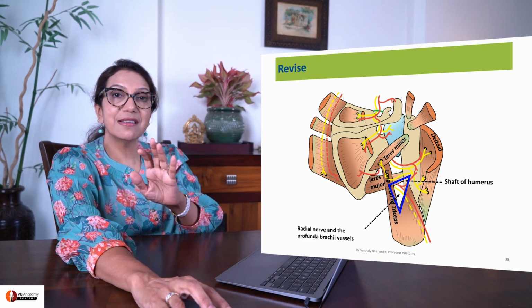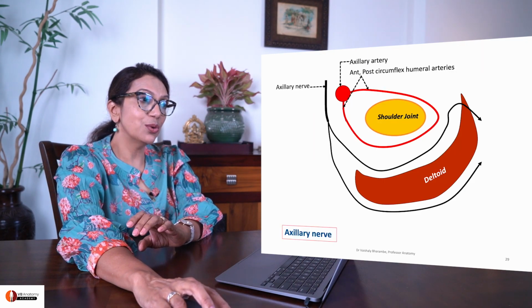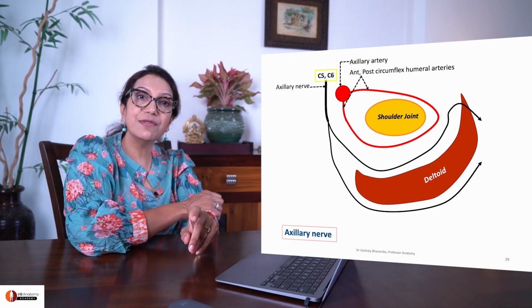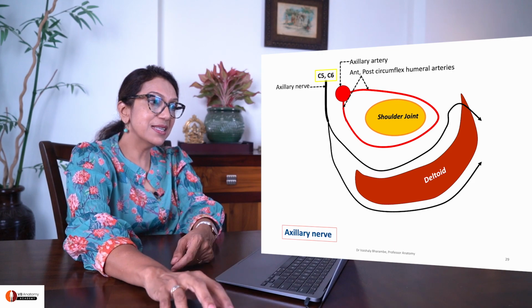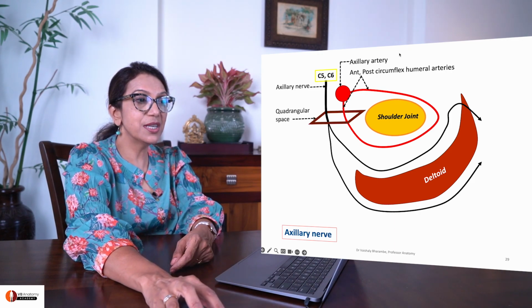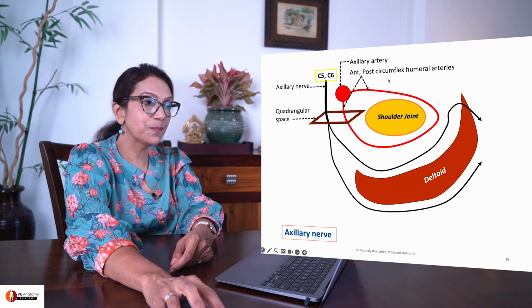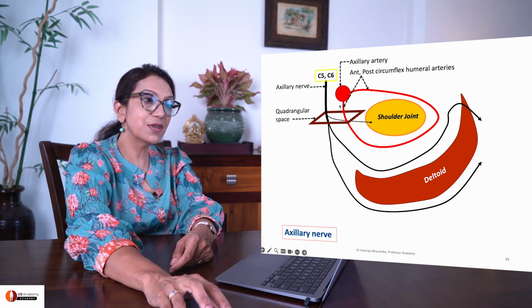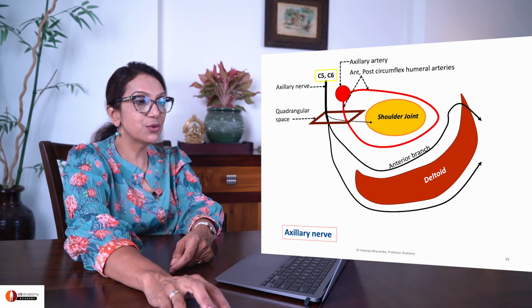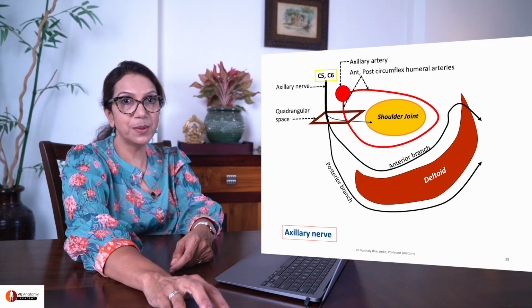After we did these three spaces, we discussed also the axillary nerve. We know that the axillary nerve has a root value of C5, C6. It passes through the quadrangular space, accompanied by posterior circumflex humeral artery. While in this space, it gives rise to a branch to shoulder joint and then gives rise to an anterior branch and a posterior branch.